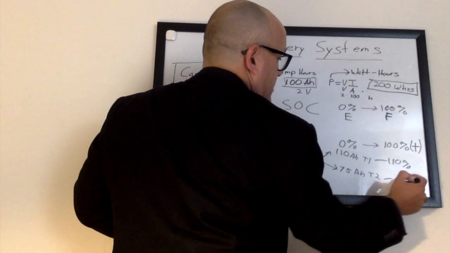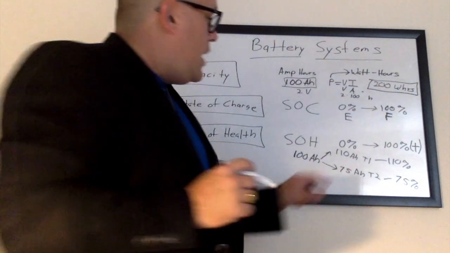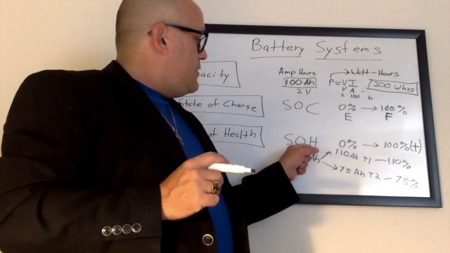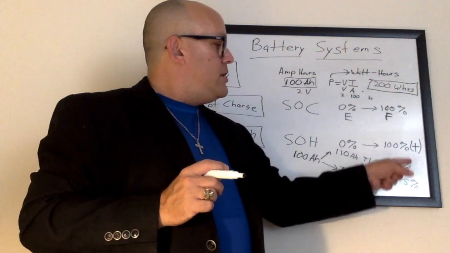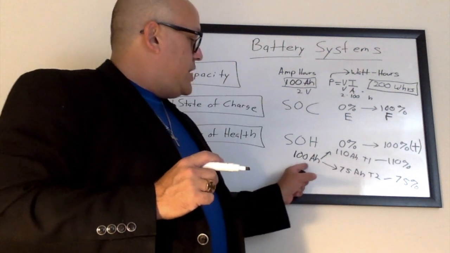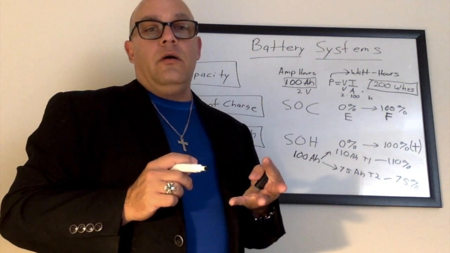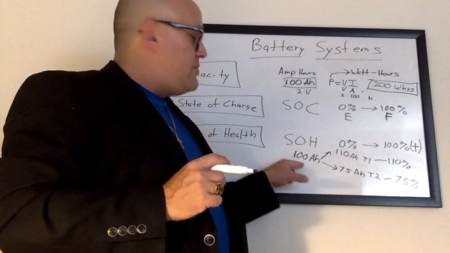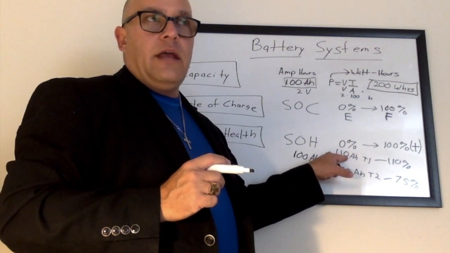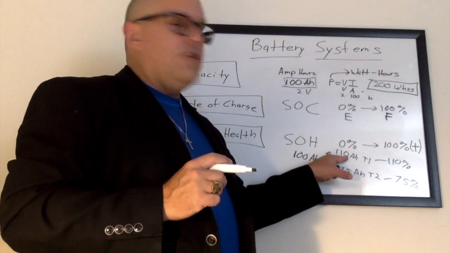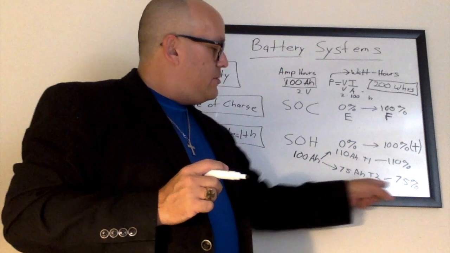State of health here is 75%. That's why I put in here state of health can range from 0 to 100%, but you can go above 100% because sometimes it comes off the assembly line from the manufacturer with more capacity than the rated. And that's possible. I think mainly in lead acid it's very common. Other types of chemistries also. If it's less than capacity, I would say it's going to be 75%.